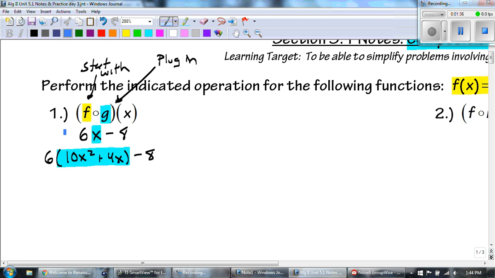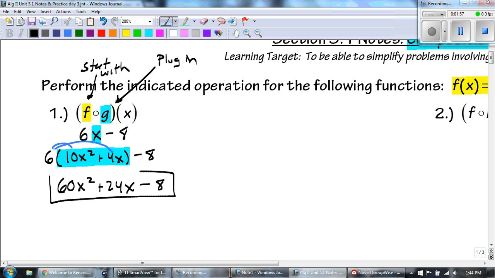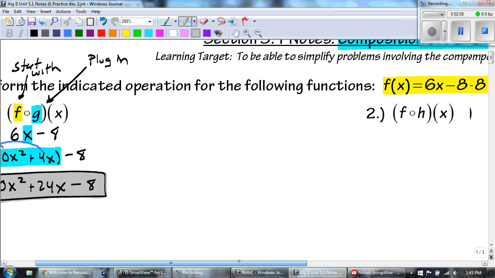So I'm going to distribute the 6. 6 times 10 gives me 60x squared. 6 times 4 is 24x, and then I bring the minus 8 down. I look, can I combine anything? Nope. So that's my final answer. So what we're doing is we have two functions, and I'm going to plug one function into the other one.